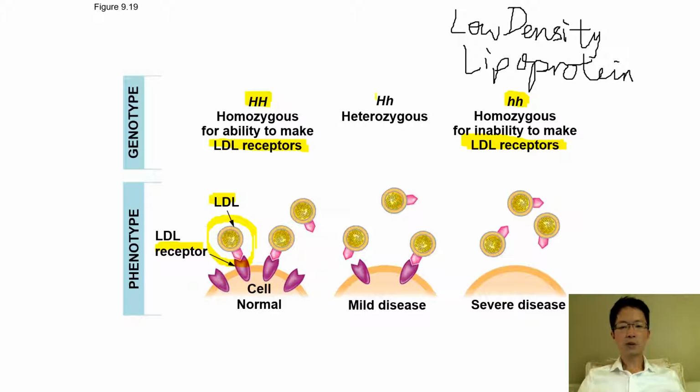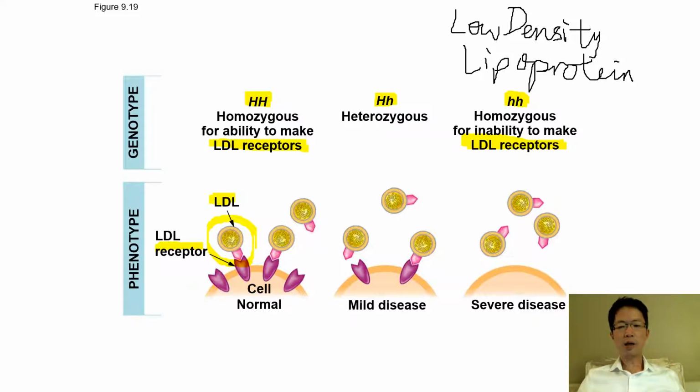What about heterozygous? Big H, small h. Heterozygous individuals have 50% less of the LDL receptor, so that their blood cholesterol is higher than the normal patient, but their blood cholesterol is high because they only express half of the LDL receptor, so only half of the cholesterol can be absorbed by the cell. The other half of the cholesterol will remain in the blood, causing a high blood cholesterol level.